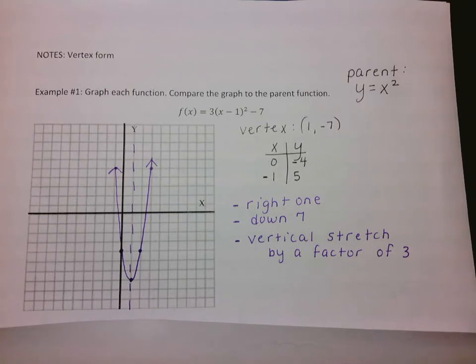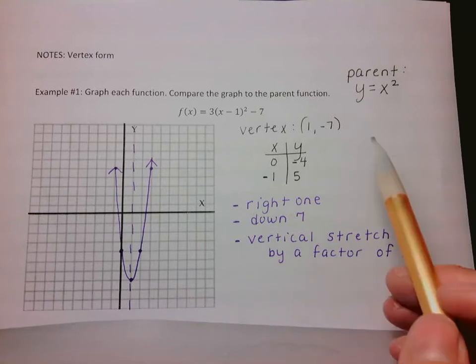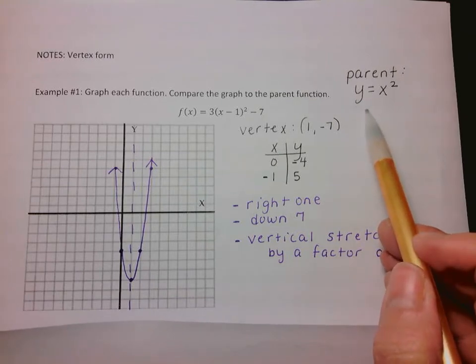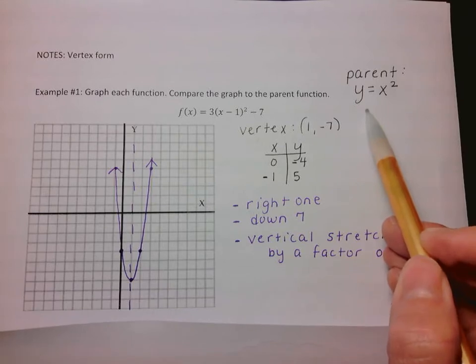Example number 1. Now that we have reviewed all of that, have that handout with you so you can refer back to it while you're watching this video and while you're doing your homework. So example number 1 says graph each function and then compare the graph to the parent function. And remember, the parent function is y equals x squared. So the first thing I'm going to do is I'm going to graph this.